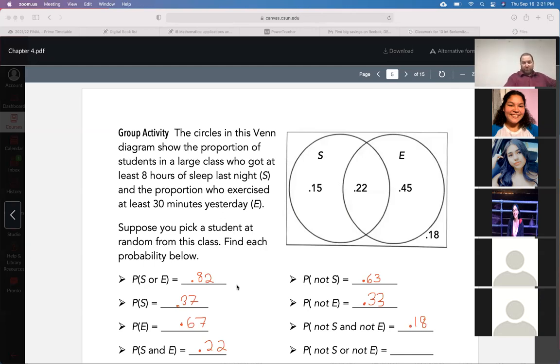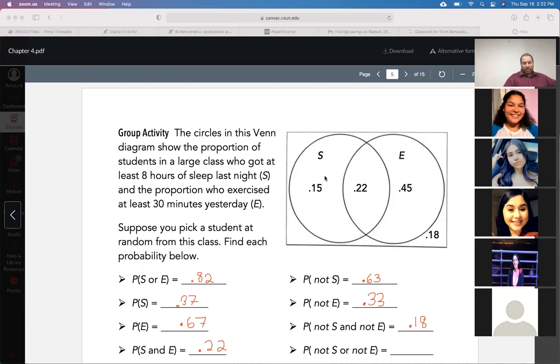Oh, okay. So in this last one, not S or not E means that I am happy if I'm not an S, and I'm happy if I'm not an E. I don't need both, I just need one. Would I be happy with these guys? The 0.15? Happy or unhappy? Unhappy. If you're asking if you're in not S and not E? No, not S or not E. Do these guys make me happy if I'm looking for someone not an S or not an E?